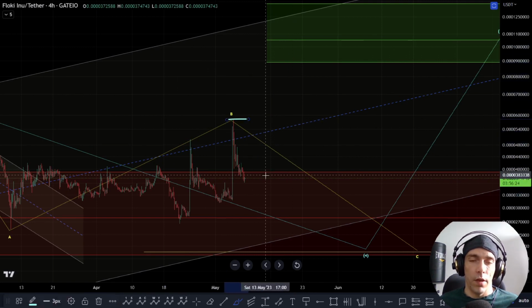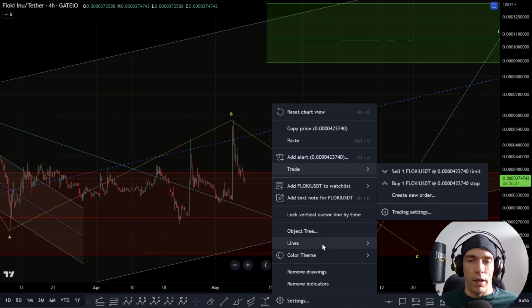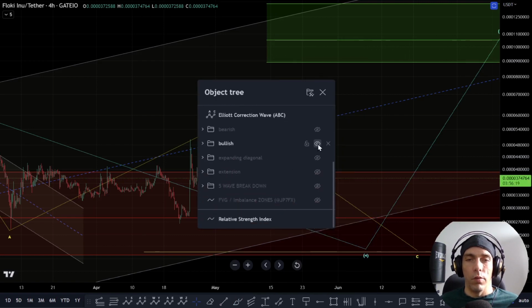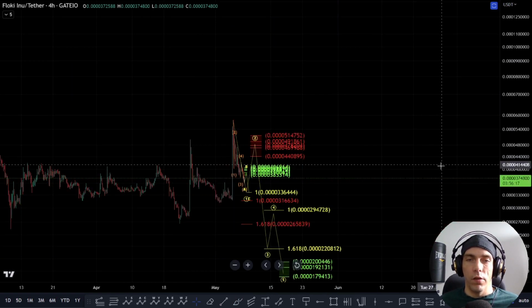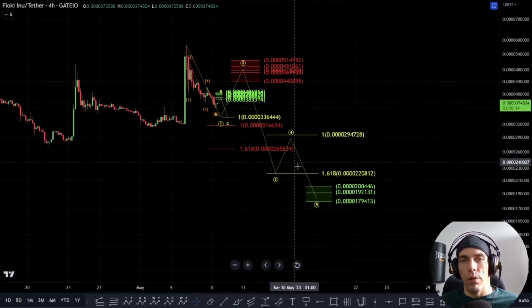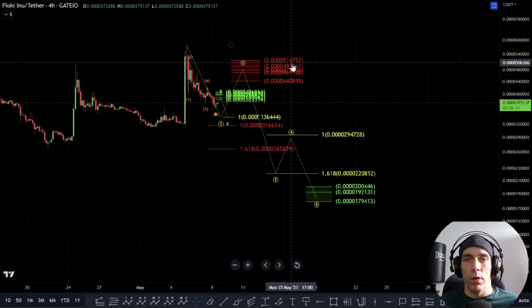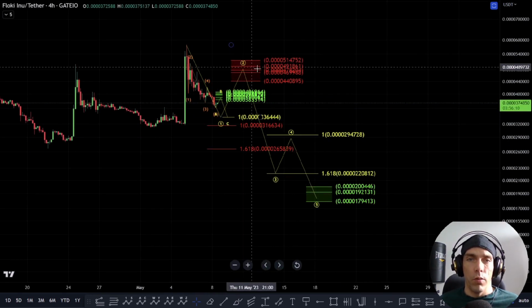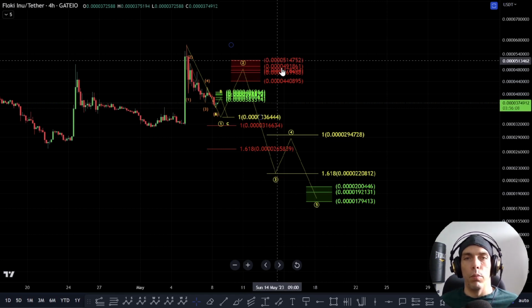If, however, we fail to take these highs and get back above that resistance zone, we need to still be very cautious of this 5 wave sequence to the downside. So this 514752, we really need to get back above that if we want to look for bullish continuation. Okay, so I'm going to leave the video there.